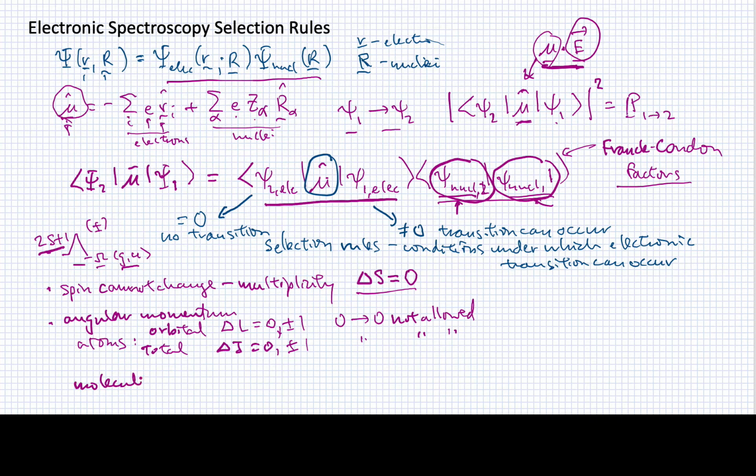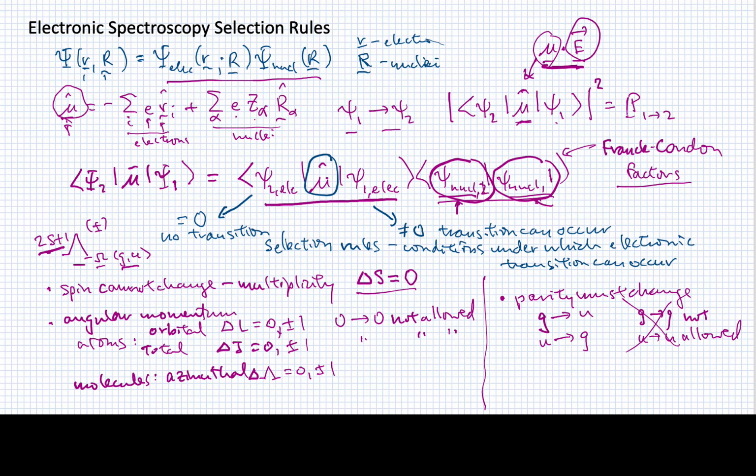What about for molecules? Well, we no longer have L and J. What we have instead are the azimuthal angular momentum, which is this lambda, and delta lambda in this case also can be 0 or plus or minus 1. All right, so this gives us an idea of when we can expect to see a transition between two electronic states if we know their term symbols. Finally, let me indicate, and I'll put that separately over here, in the case of electronic transitions for homonuclear diatomics, the parity must change. So in other words, if I start with G, then I have to go to a U. If I start with U, I have to go to a G. But I cannot do either of these transitions. So these are not allowed. Okay, so we must change parity.